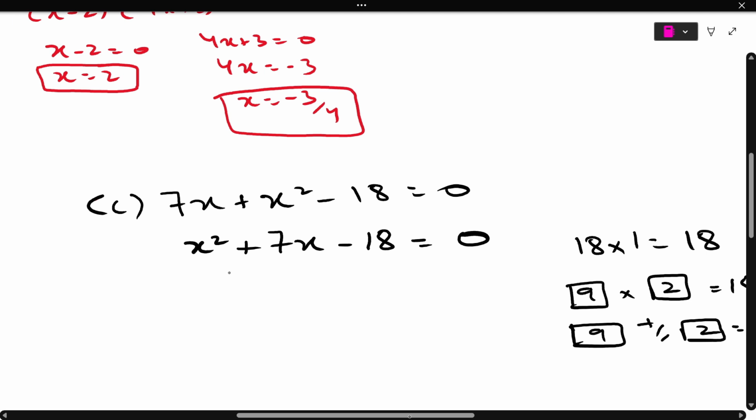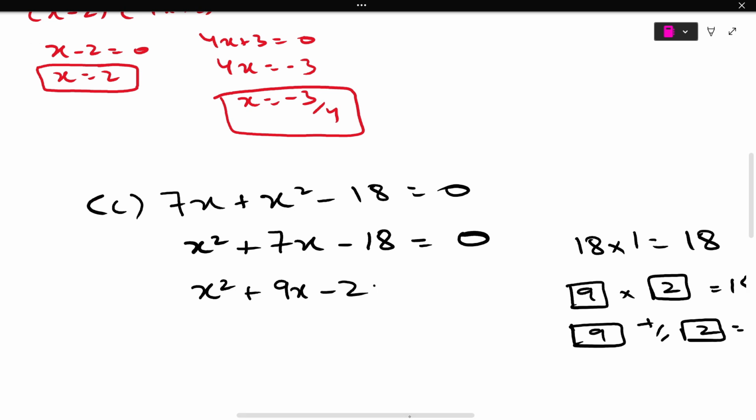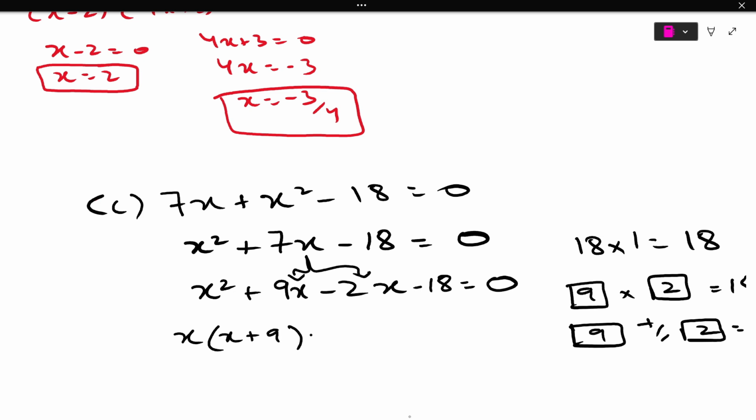So now we have the two numbers, so we are going to write x square plus 9x minus 2x. Why? Because plus 9x and minus 2x is going to be 7x, and the sign is always of the greater number. So what's the sign with 7x? Plus. So the greater number should also have a plus sign. And then minus 18 is equal to 0. Then we take common in these two and in these two. What can we take common in the first two? x, so it's going to be x plus 9. And in the second one, what can we take as common? Minus 2. So it's going to be x plus 9.